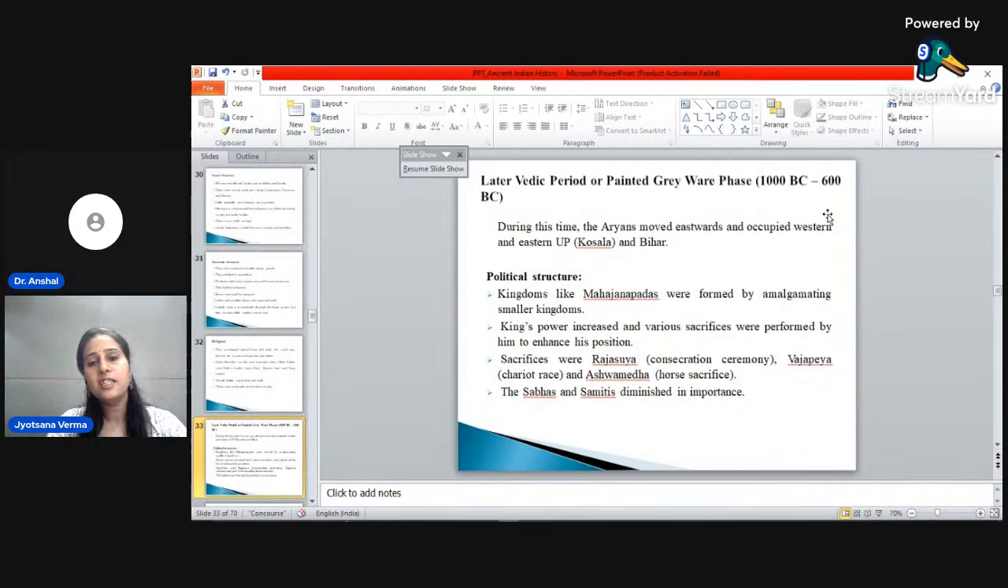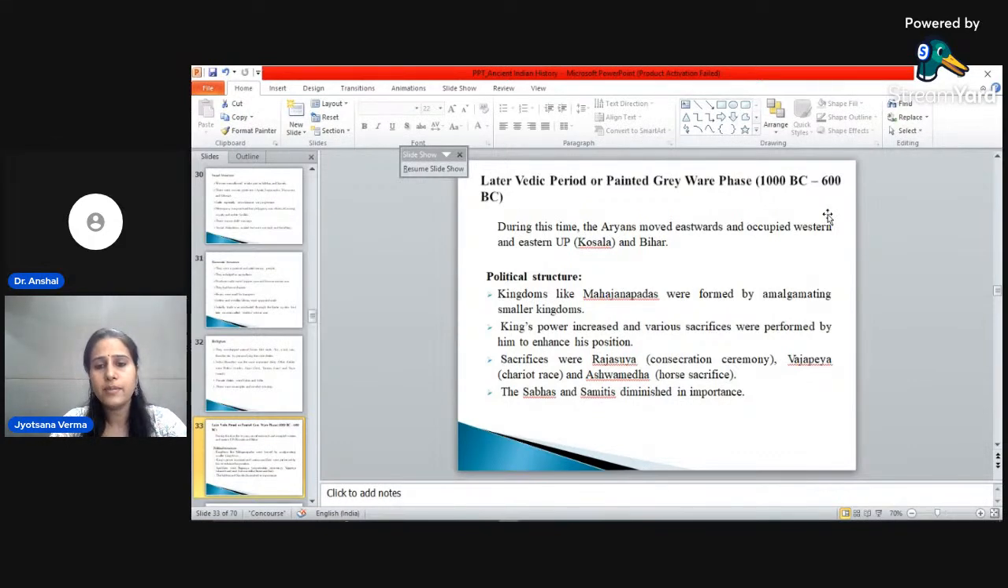In terms of political structure, kingdoms like the Mahajanapadas emerged. Initially Janapadas and Mahajanapadas were formed in the 6th century BC. The king was more powerful, and various sacrifices were performed by him to enhance his position. What kind of sacrifices? Yagyas like Rajasuya, Vajapeya, and Ashwamedha, performed by the king to enhance his power.